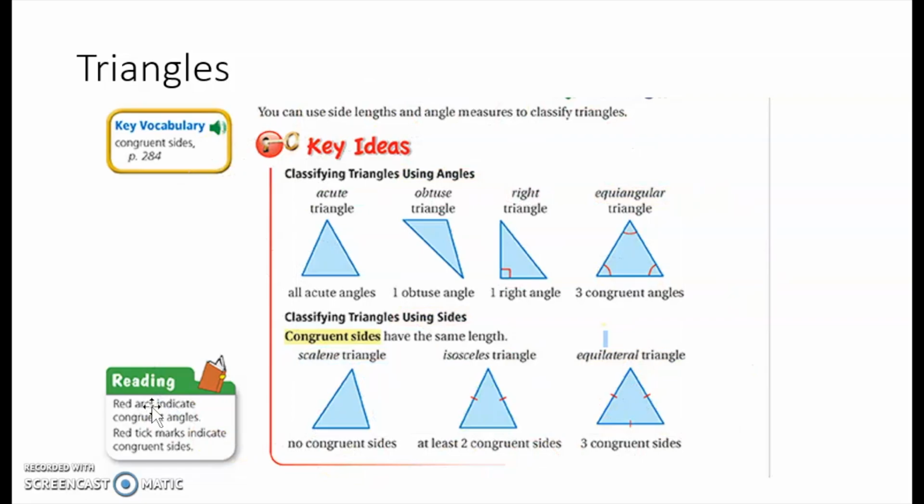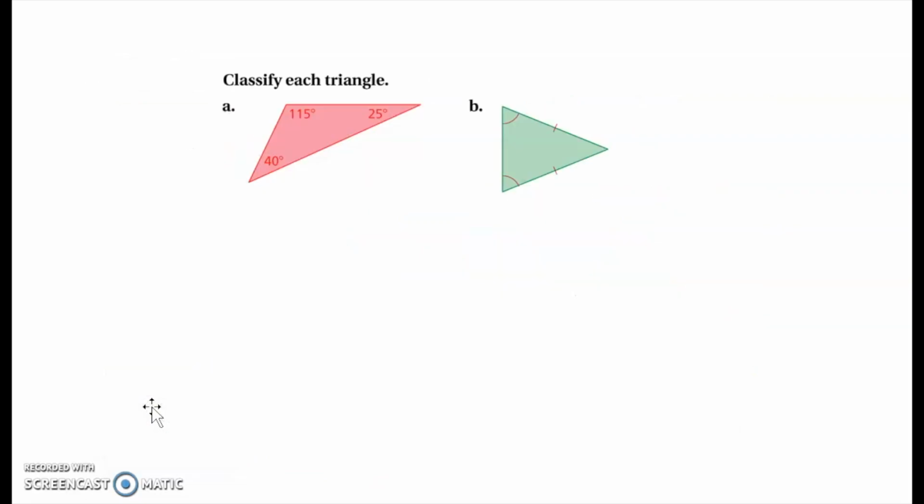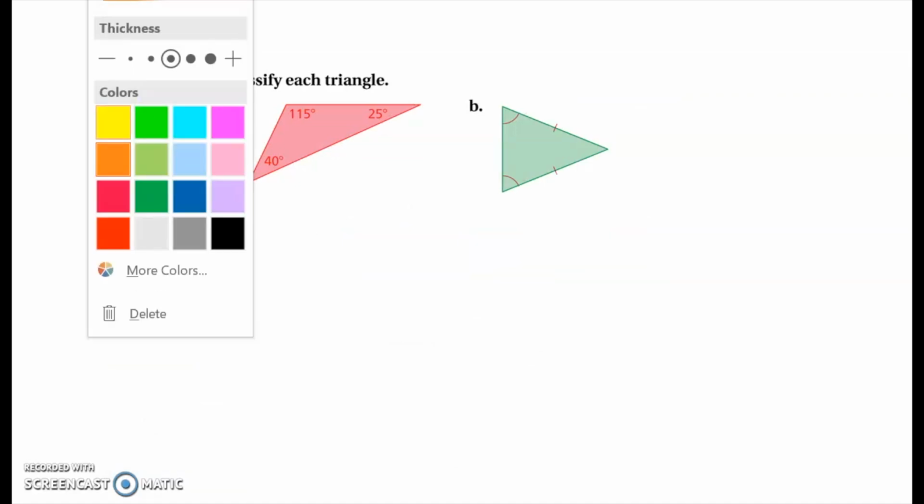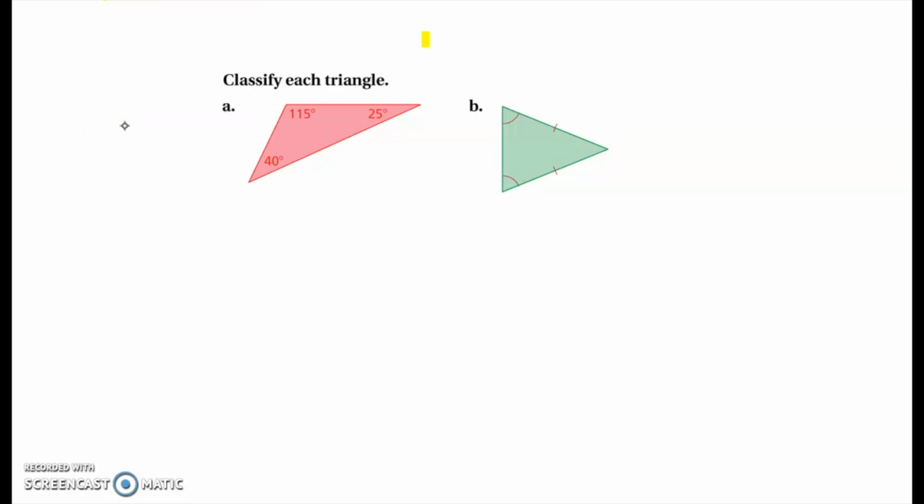So let's take a look at some triangles together here. Okay, so we have two triangles. Let's look at triangle A. The first thing that I notice about triangle A is this angle right here is 115. So naming it according to its angle, that's an obtuse angle. So this is what we would call an obtuse triangle. That's according to its angles.